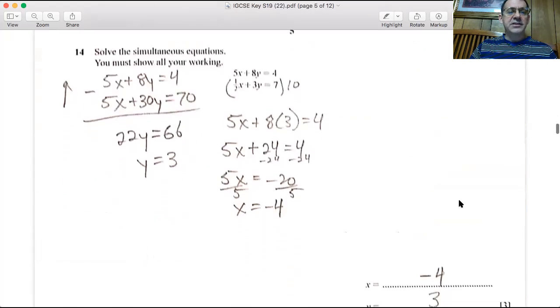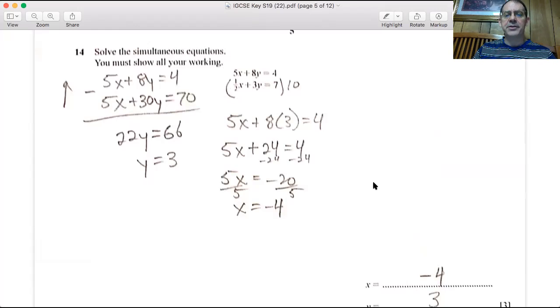Moving on to number 14, we have simultaneous equations. You must show all your workings. So we have 5x plus 8y equals 4 and 5x plus 3y equals 7. In this case, there are no coefficients of 1, so I wouldn't recommend the substitution method. I would recommend the elimination method. But in order to do the elimination method, we need to have one of our coefficients be the same, either the x or the y. So I chose the x.